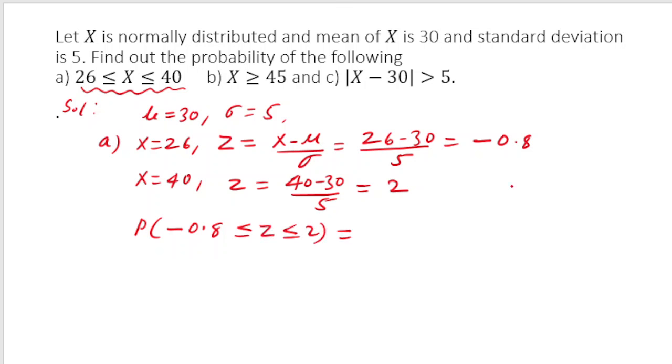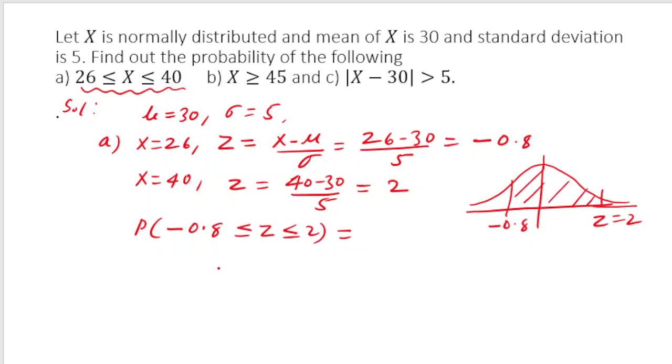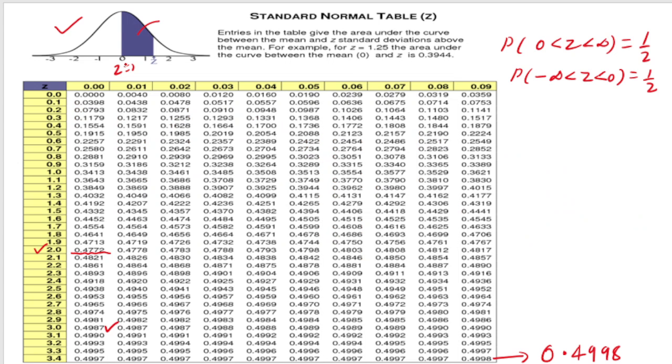If I just draw the normal distribution graph so that you understand it better, this is the normal distribution curve, right? And which area do I have to calculate? Suppose this point is minus 0.8 and this point is z equal to 2. So I have to calculate the area under the normal distribution curve between them. So how to calculate that? If I want to use this table, they are giving me the area to the right of 0.